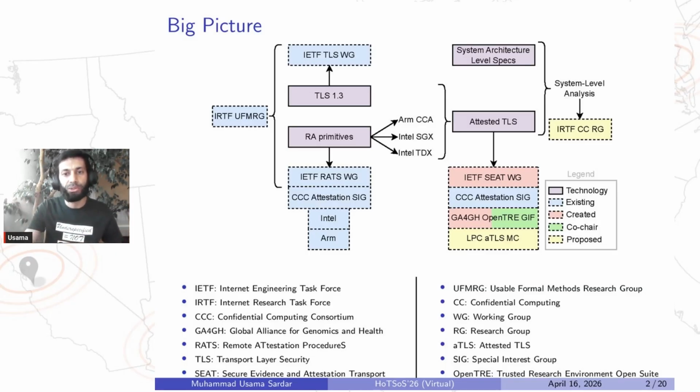So Attested TLS, on the right side there, as I explained, we created a new working group, the SEAT working group. There is the Confidential Computing Consortium Attestation Special Interest Group, which actually works on all of these things, and I'm leading a couple of projects there for quite some time, like 5, 6 years. We also created the GA4GH Open TRE GIF, which I'm also co-chairing, and we have also proposed the Linux Plumbers Conference Attested TLS Micro Conference. It's still in the process.